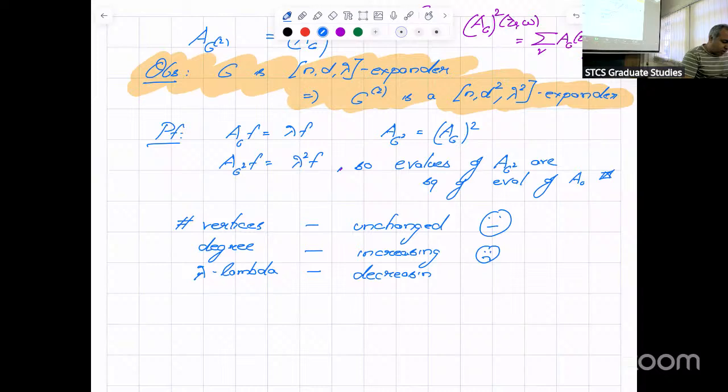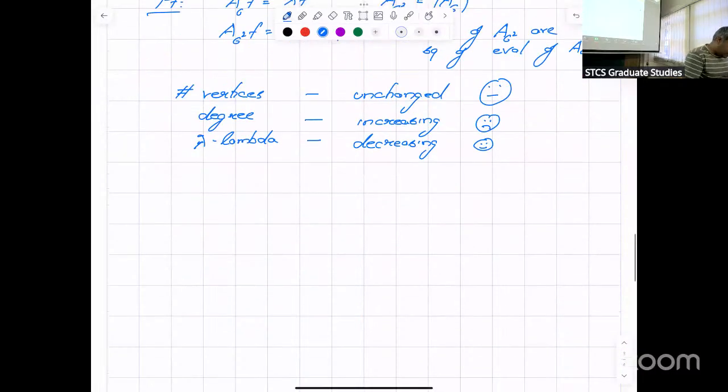So squaring is not what we ever wanted to do. I didn't want to actually get a better spectral gap. I just wanted to get a graph with a larger number of vertices. Squaring did not achieve what we wanted to do. There's another operation which will actually produce this, which is called graph tensoring.